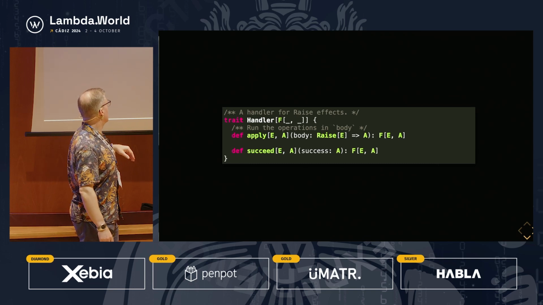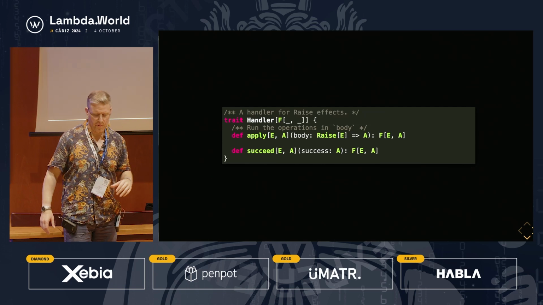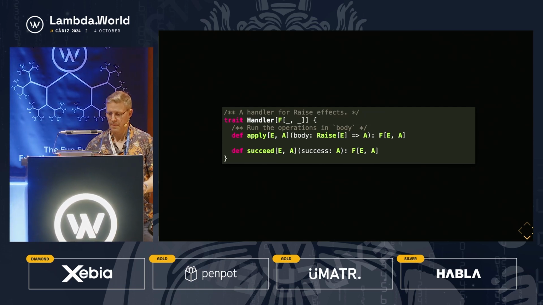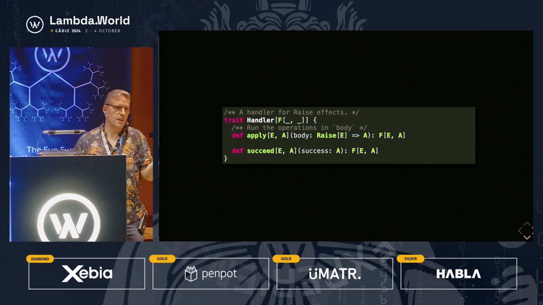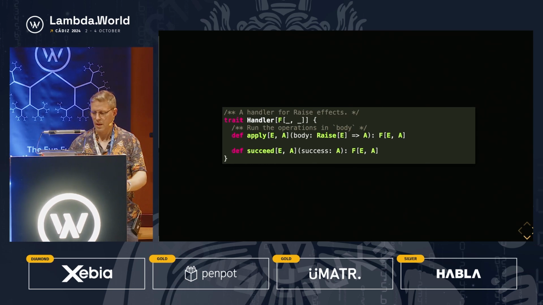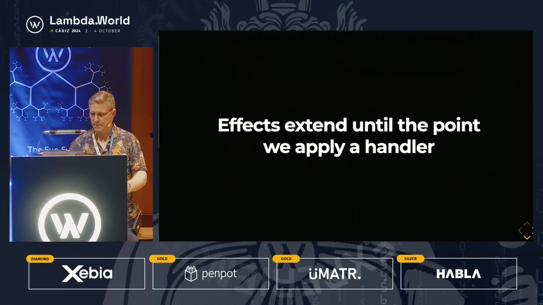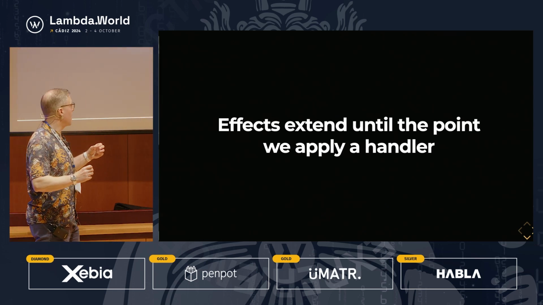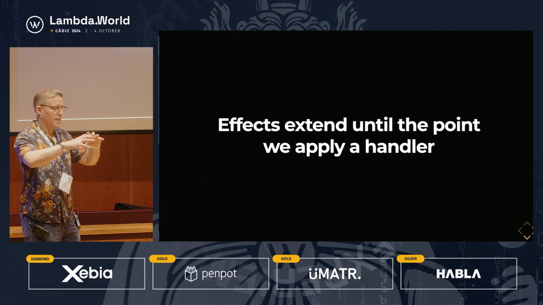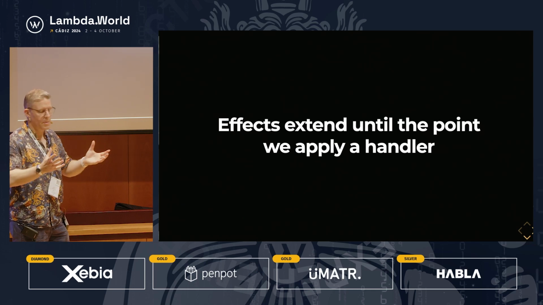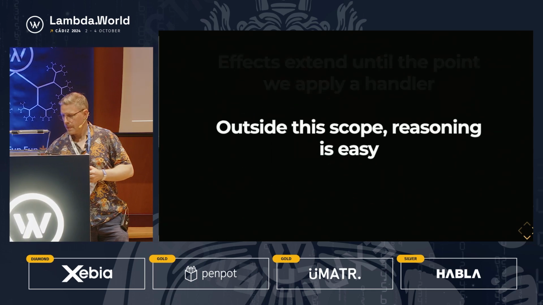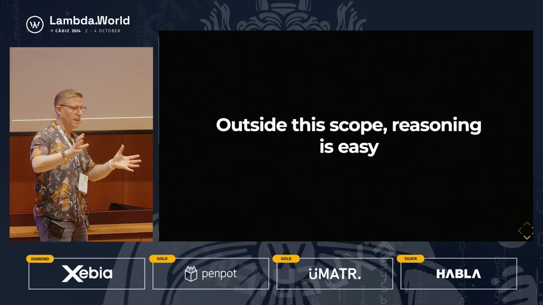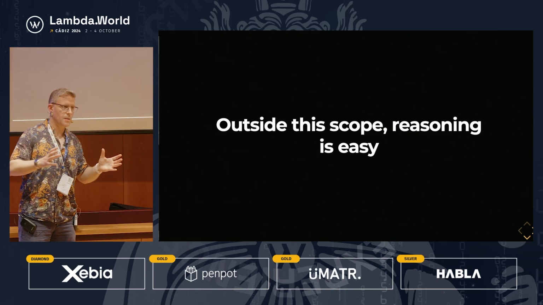We also have another method in here, succeed, which is useful in practice, but it's not really important to the main thrust of what we're talking about. The core idea is just that the handler is giving us an implementation that does whatever it chooses to do as appropriate. Now, what we get from this system is the idea that effects can happen up to the point where the handler is applied. So outside of the scope where the handler applies, reasoning is easier because you're back in this world of substitution.